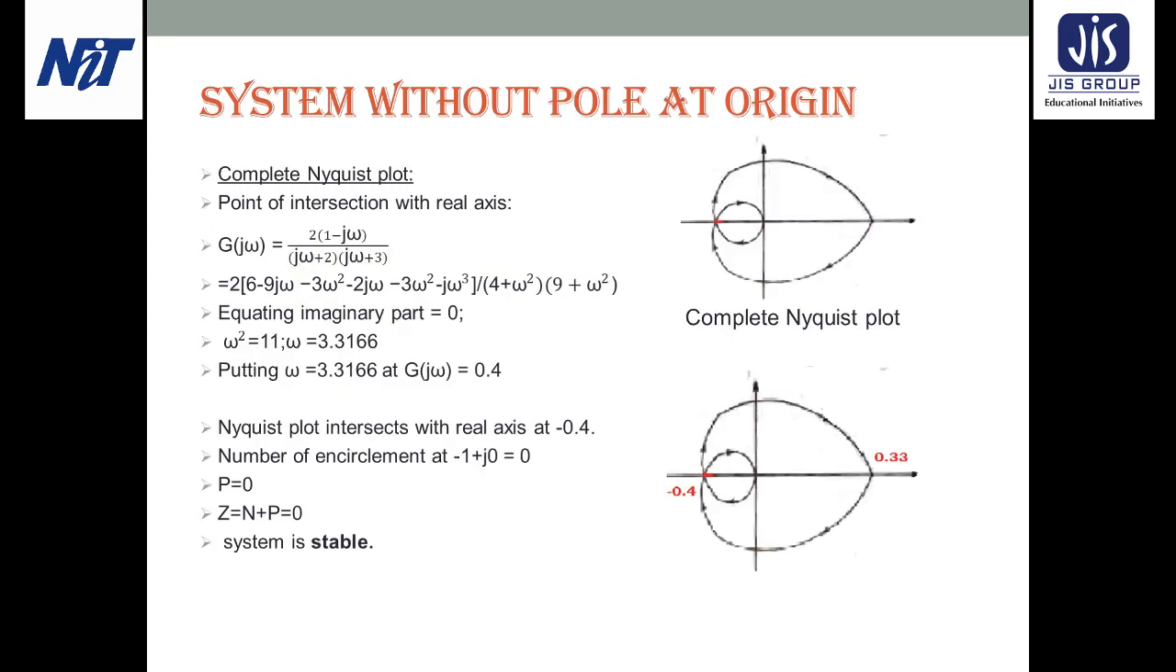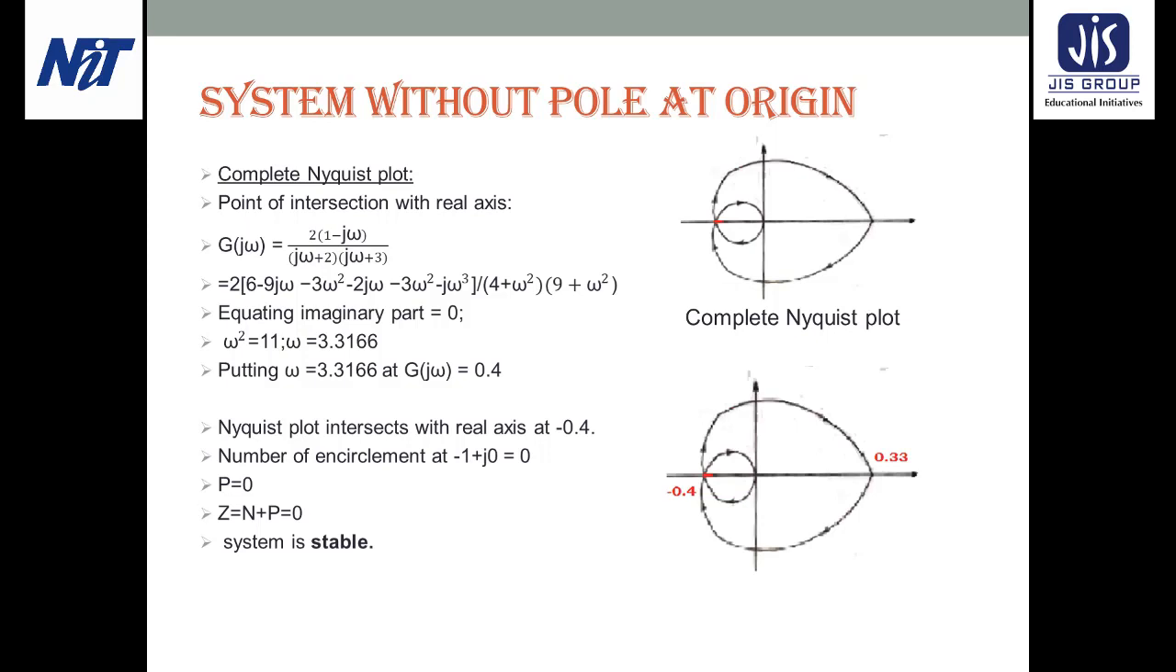Next we are finding the complete Nyquist plot, where the plot is starting from this point 0.33, and then this is the section 1 mapping. For section 2 it is plotted at 0, and for section 3 it is the mirror image of section 1. So this is the complete Nyquist plot.